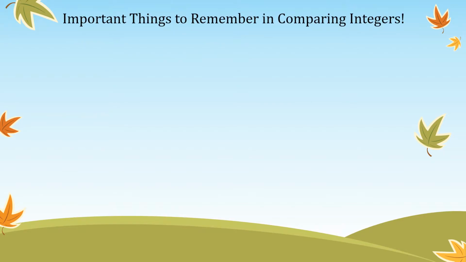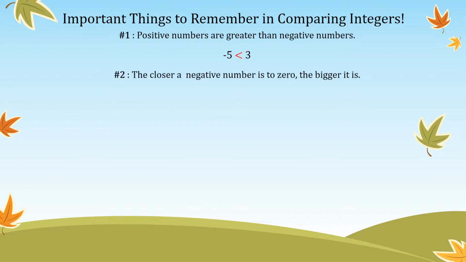Important things to remember in comparing integers. First, positive numbers are greater than negative numbers. Example, -5 is less than 3. Of course, 3 is a positive number, and it is always greater than any negative numbers. Second, the closer a negative number is to 0, the bigger it is. Example, -1 is greater than -2. Of course, -1 is much closer to 0, that's why it is the bigger number.